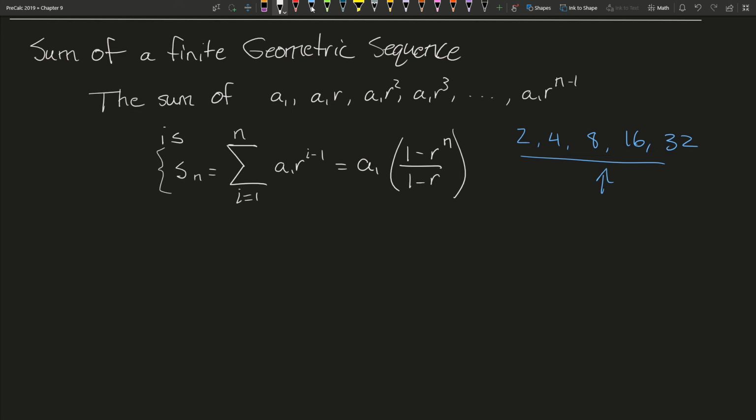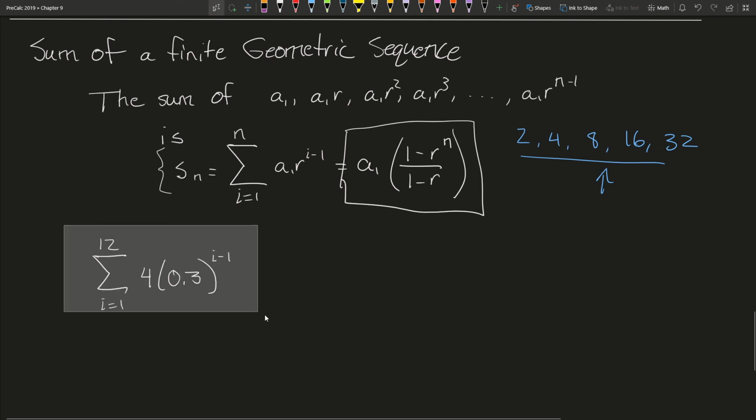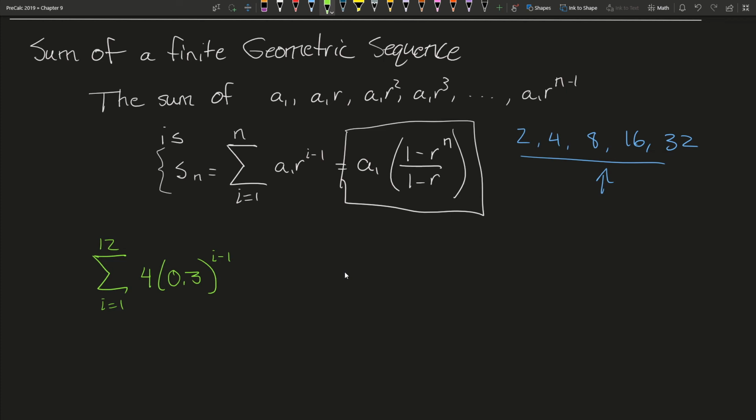And there is a proof to this. We can look at it a little bit later, but for now I just want you to know that this equation is super important because that tells you the finite sum of a geometric sequence. So now let's do an example. All right, so we want to find the 12th partial sum of the geometric sequence given by 4 times 0.3 to the power of i minus 1.